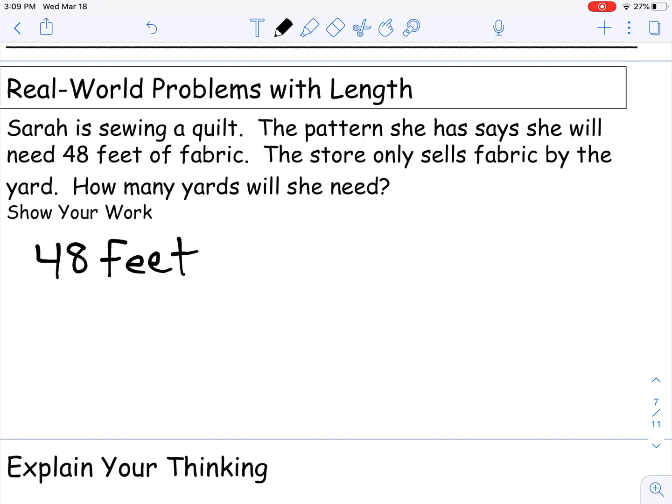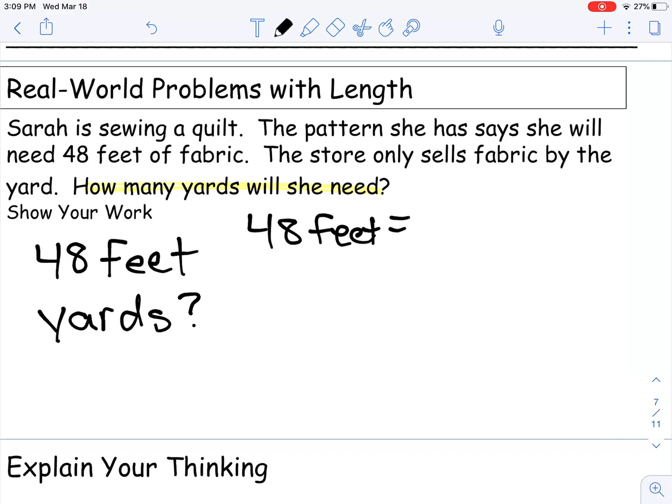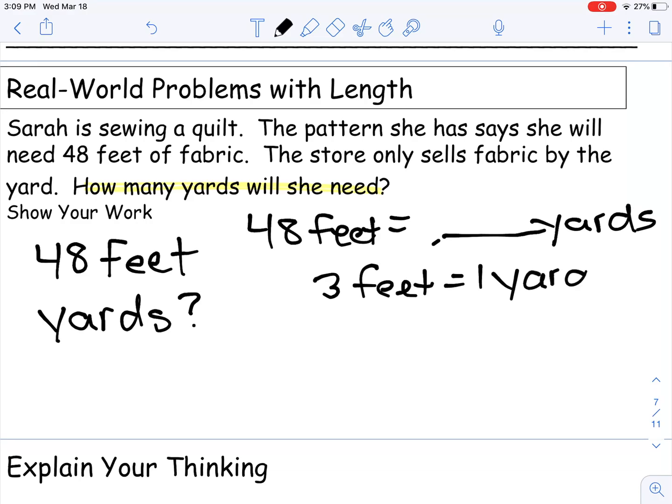She goes to the store and they're like, well, how many yards do you need? So Sarah has to convert her feet to yards to be able to answer that question. So 48 feet equals how many yards? We know our conversion is 3 feet equals 1 yard. And then we need to ask ourselves, feet to yards. Are feet bigger or smaller? And we know feet are smaller, so we're doing small to big, which means divide.